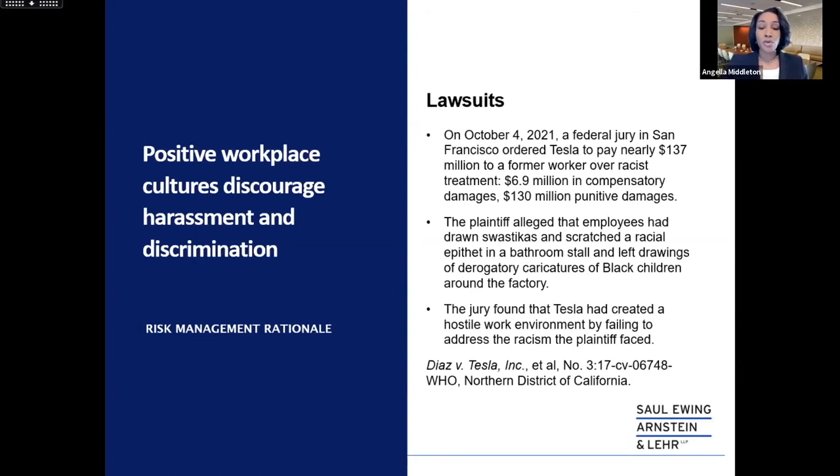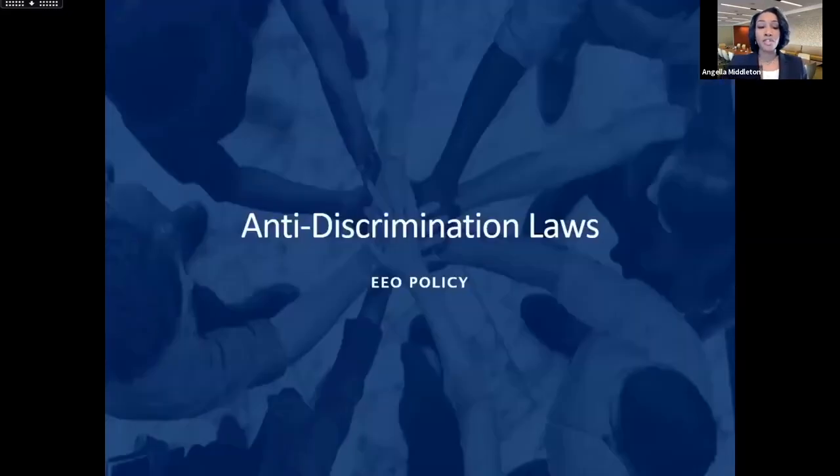Now, this is, of course, one of the more extreme examples that we have, since the discrimination here was so blatant and overt. But the point remains that more diverse, equitable, and inclusive workplaces are better equipped to prevent this kind of behavior from occurring in the first place, or at least effectively addressing it when it comes to light, and avoid high cost dollar exposure and very bad publicity for the company. Next slide. And I'm going to turn this over now to Steve to talk about anti-discrimination laws.